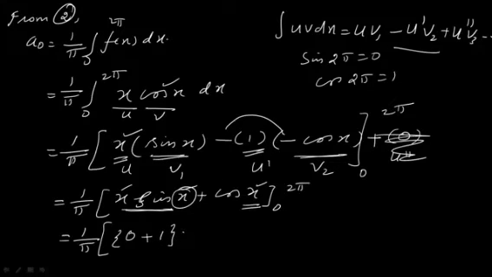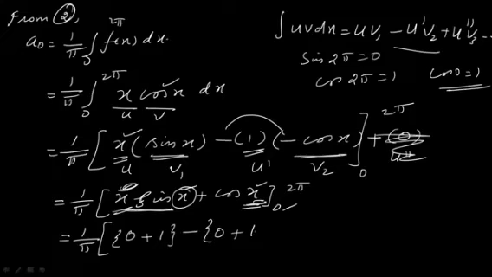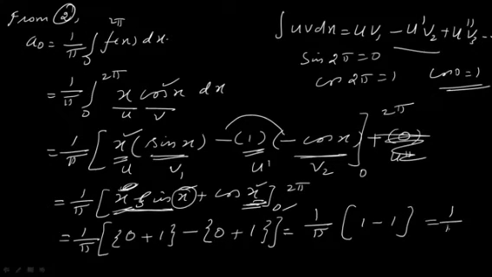So you get 1 minus, coming to the lower limit, if you substitute 0 for x, what happens? 0 into anything is 0, plus cos 0. If you replace this x by 0, you get cos 0. Cos 0 value is 1. So simplifying this, that is equal to 1 by pi times 1 minus 1. What happens? 1 minus 1 is 0. That is 1 by pi of 0, which is nothing but 0. So the value of Fourier coefficient a0 is calculated as 0.